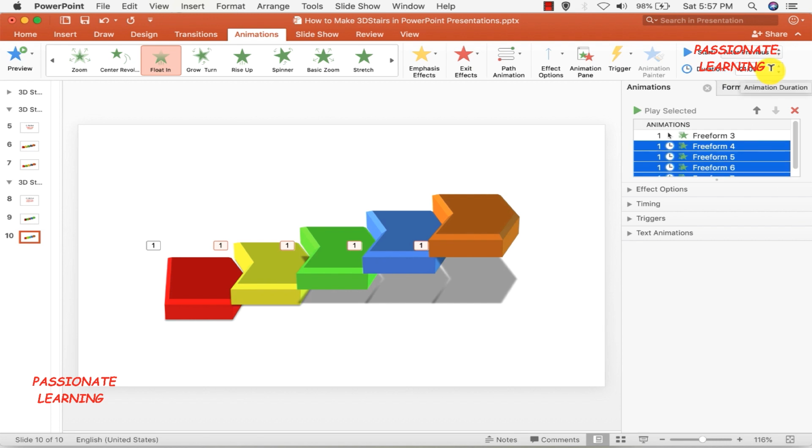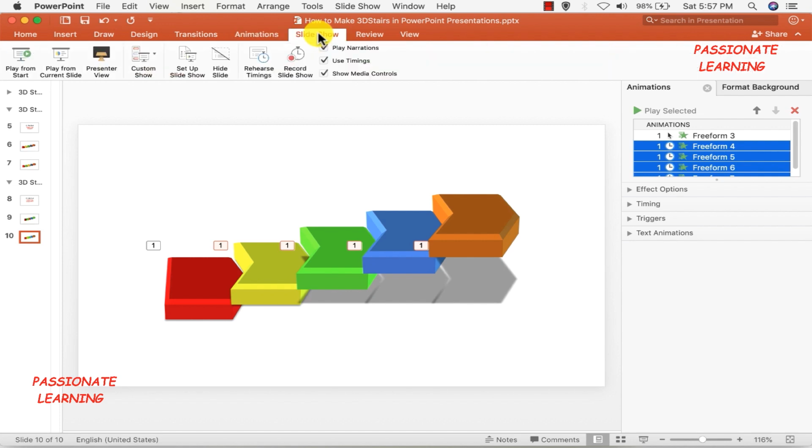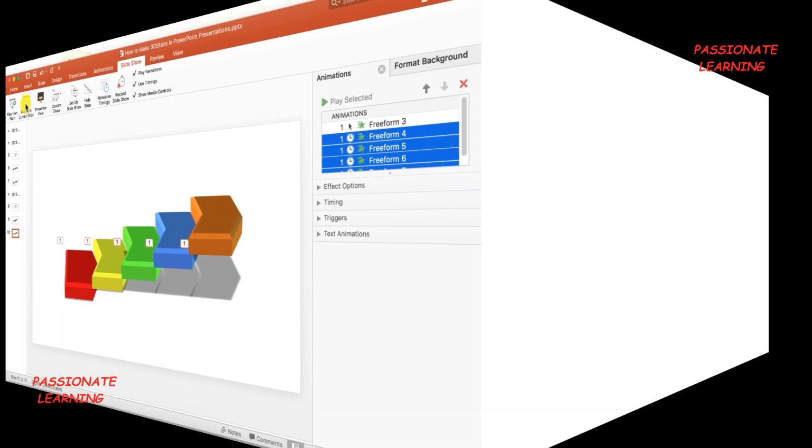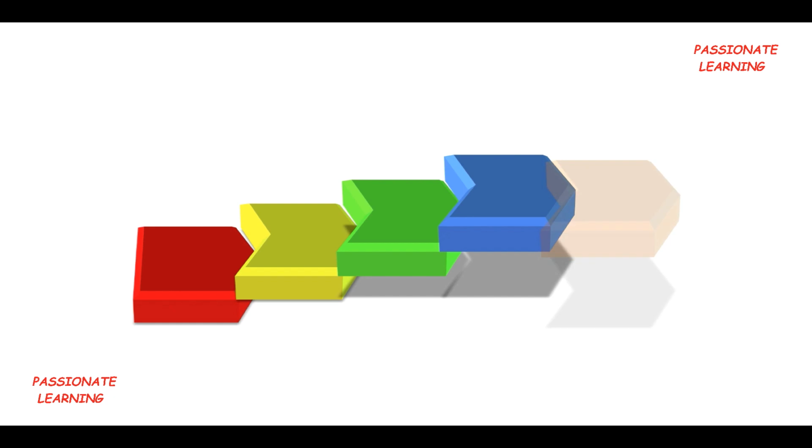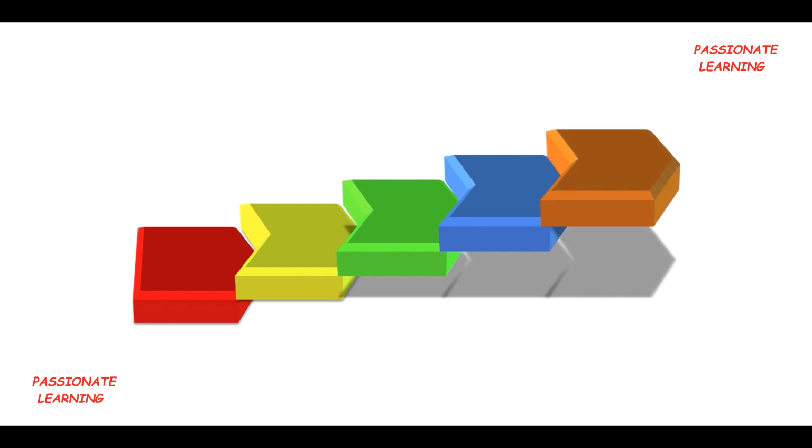And now friends, let me save this presentation and let us see the slideshow from the current slide. And let me now press the enter button. And you can see here, friends, that we have been able to create beautiful 3D stairs effect in PowerPoint by inserting smart art graphics and animations. So let me press the escape button and come back.